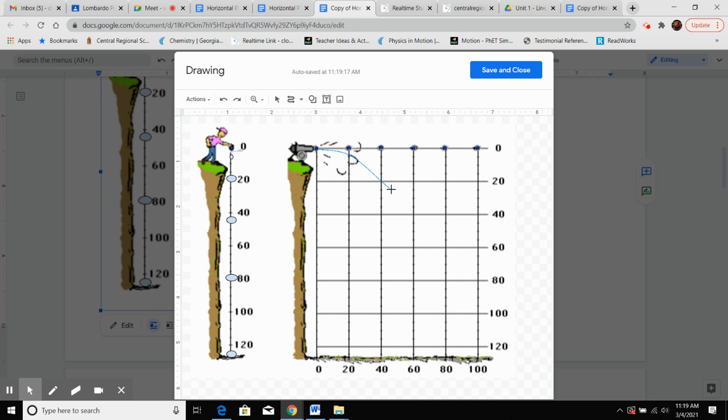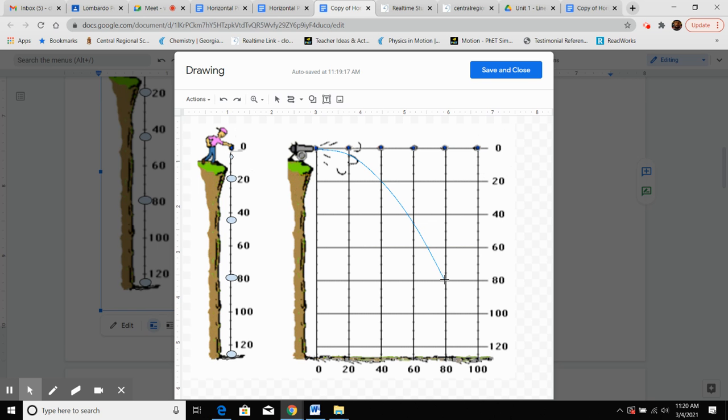Make our other click. At 3 seconds, 3 squared is 9. 9 times negative 10 is negative 90, divided by 2, negative 45. So at second number 3, we should be down at 45. So if this is 40, that tick mark below that is 45. I'm going to make a click there.